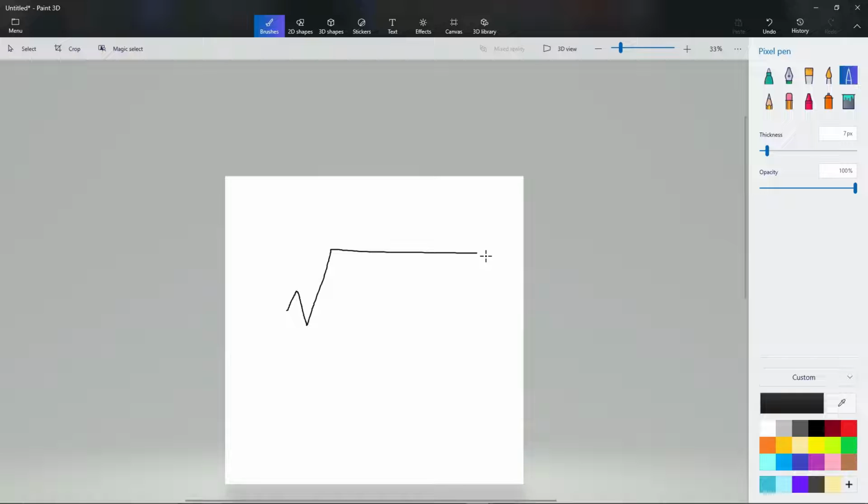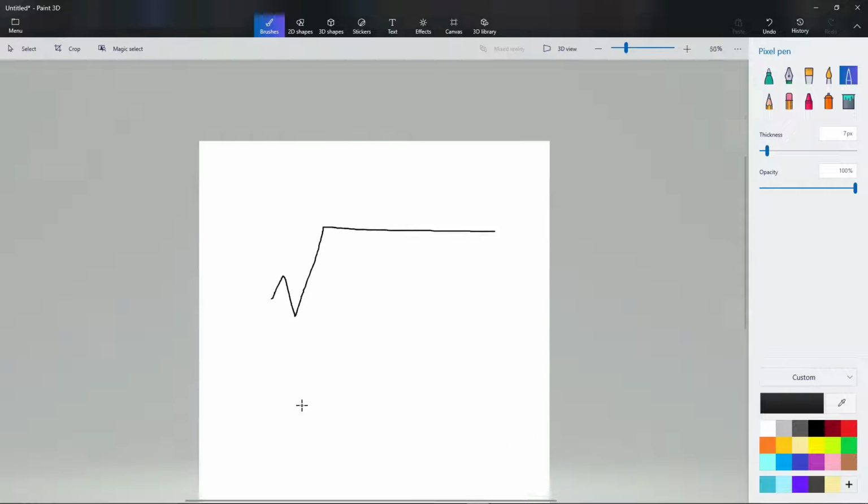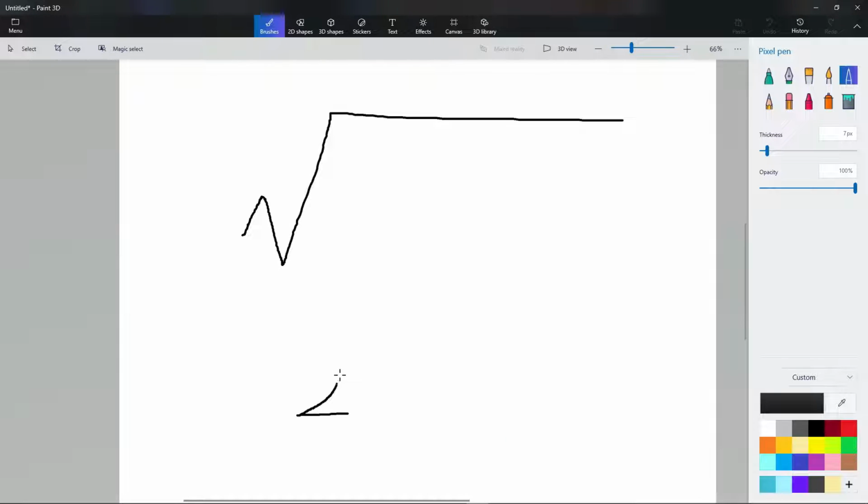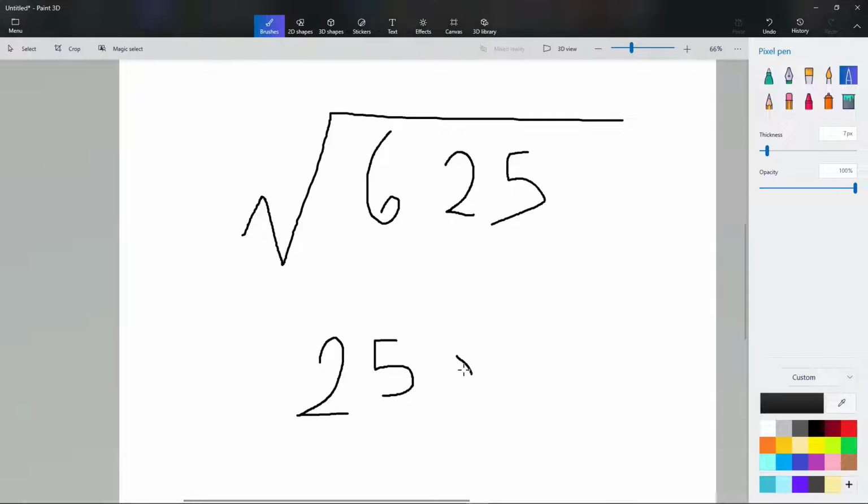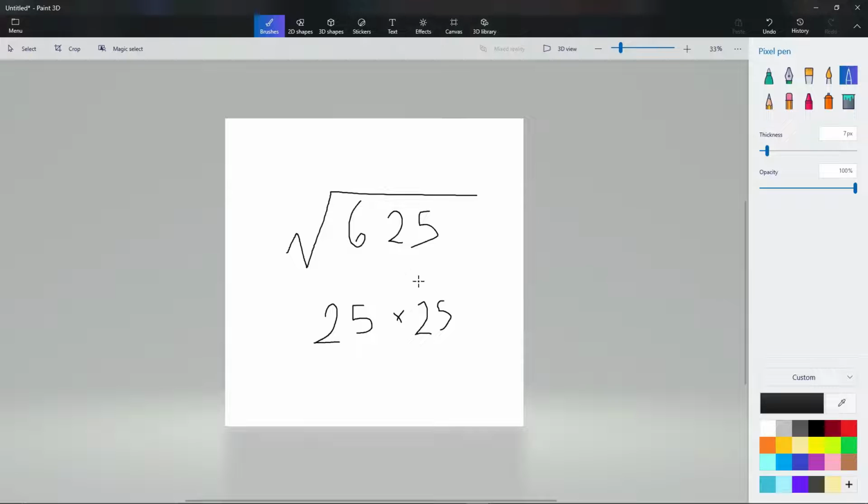Remember when I said that you need to have those little rules telling what's happening here? See, the roots of a number would have to be this little dimension. 625 square root is 25, because 25 times 25 gets you 625. This is the square root. This is the root cause.